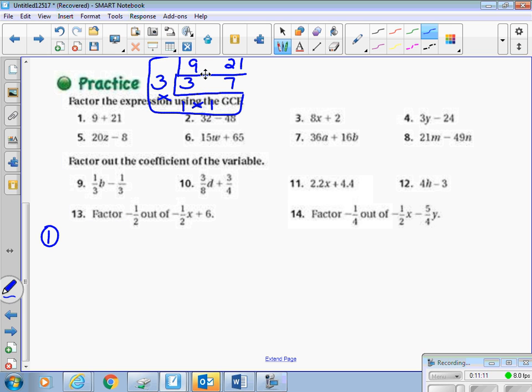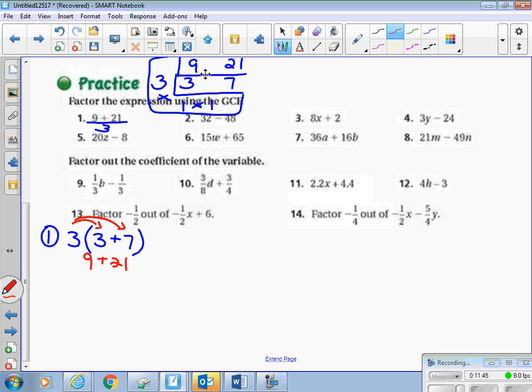It's the highest number that they have in common, which means we're going to take the entire expression and divide it by 3. And we know that 3 is going to be our first factor because that's the GCF. 9 divided by 3 is 3. 21 divided by 3 is a positive 7. They are your factors. Do you want to check them? Distribute. 3 times 3 is 9. 3 times 7 plus 21 takes you back to the original.